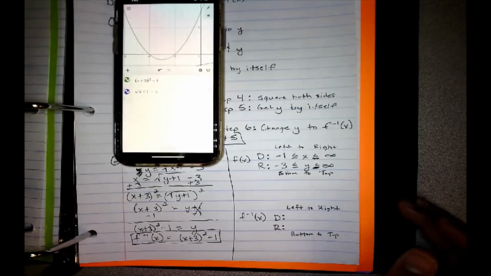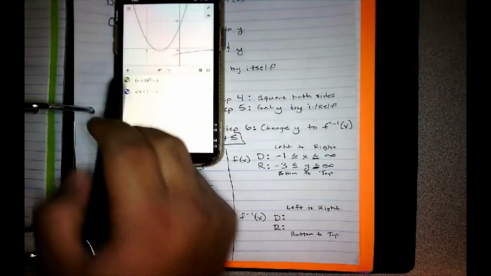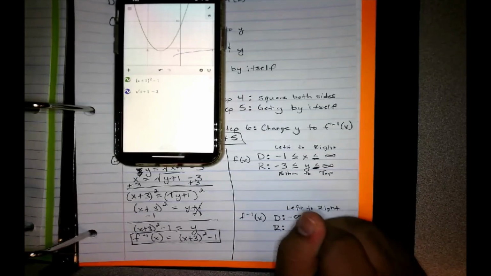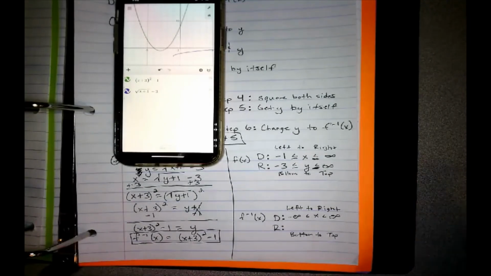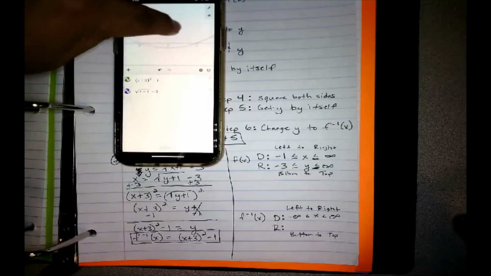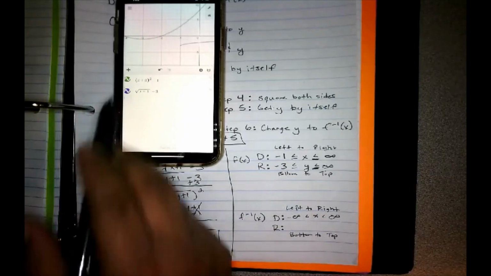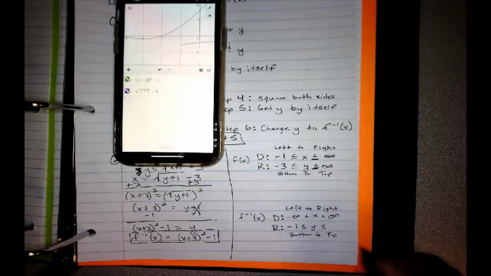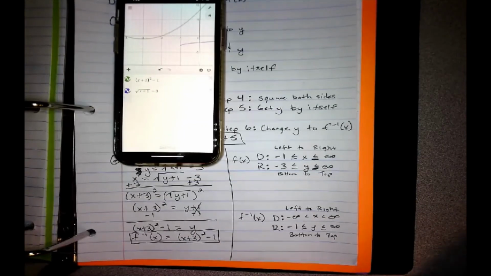So for your domain, look from left to right. Right is going up on both sides, so that would just be negative infinity less than x less than infinity, because it's increasing on both sides the whole time. Here on the bottom, it goes to negative 1, so you have negative 1 less than or equal to y, and it's always increasing, so less than infinity. And that would be your domain and range for the inverse.